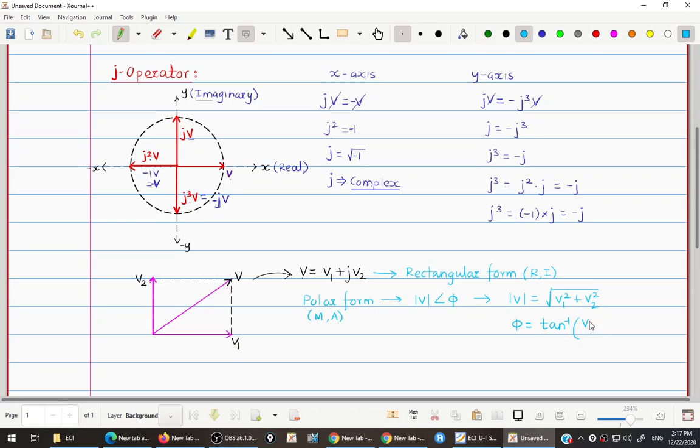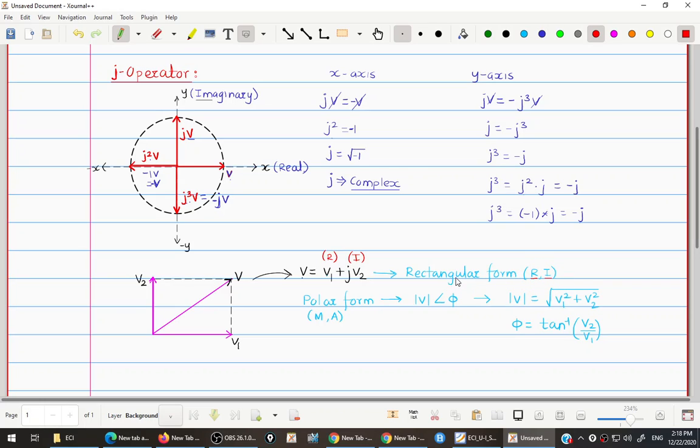So imaginary part upon real part. Okay, so this is nothing but your phase angle. So friends, if you are still having doubts, if you are having rectangular form, the quantity which is written with J is nothing but imaginary quantity. Whatever quantity you are having with J is always imaginary quantity, and the quantity which is without J operator is nothing but real quantity.